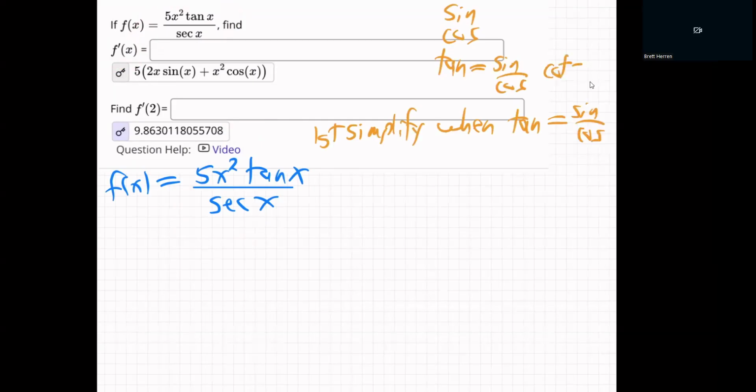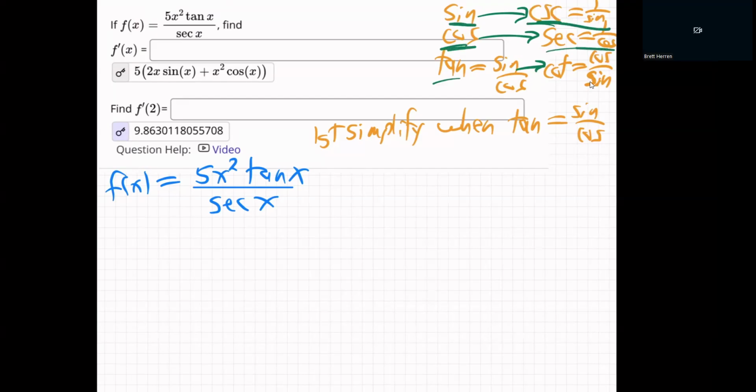We have cotan, which is the upside down of that. And then we have secant, which is 1 over cosine, and cosecant, which is 1 over sine. So these are like the flips. You flip it, you flip it, you flip it. Sine, cosecant's the upside down, cosine, secant's the upside down, tangent, which is sine over cosine, cotan's upside down.